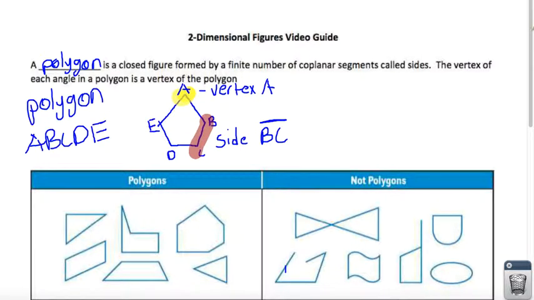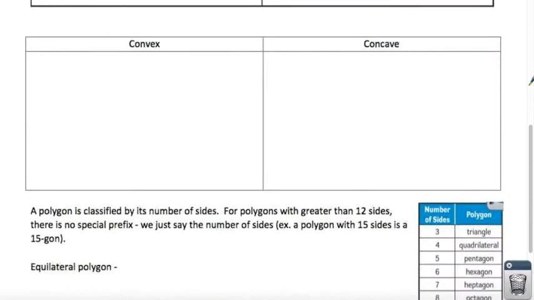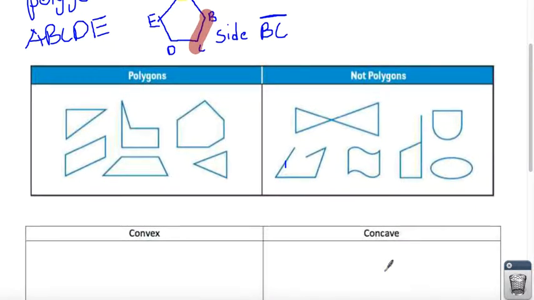So here we have some examples of things that are polygons and things that are not polygons. So notice here that polygons are all closed. They're formed by specifically line segments. So this one right here is not a polygon because it's not closed. One important distinction is that they can't intersect itself. So this figure here is not a polygon because it intersects itself and it can't.